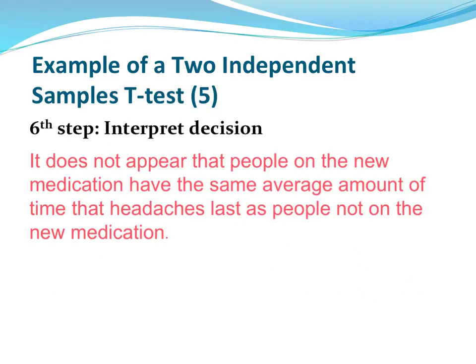Our last step in our hypothesis test will be interpreting our decision. Remember that we were testing whether the two groups appeared to come from populations with the same means. Since I rejected my null hypothesis, I can conclude that it does not appear that the two populations have the same mean, or people on the new medication do not appear to have the same average amount of time that headaches last than people not on the new medication. In other words, people on the new medication do appear to have a different average amount of time that headaches last than people not on the new medication.